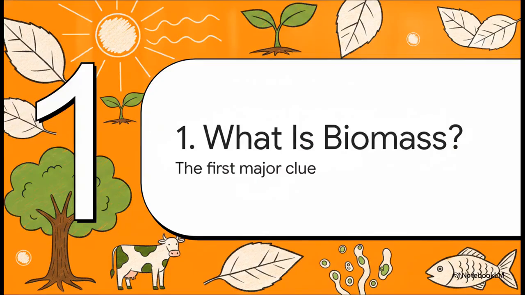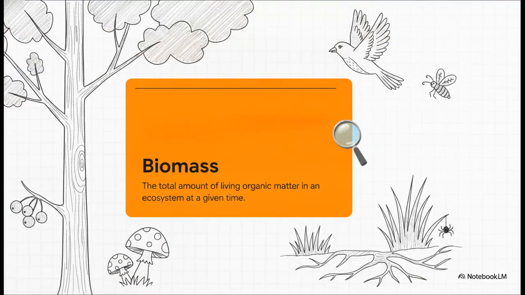Section 1. What is biomass? This is the first big clue to our mystery. So what exactly is biomass? Simply put, it's the total amount of living matter in an ecosystem at a specific time. Think of biomass as all the living building blocks in a certain area. Imagine if you could somehow gather up every single living thing in a forest, every single leaf, every tiny bug, every bird flying around, and weigh them all together. If you did that, you'd be measuring that forest's biomass.